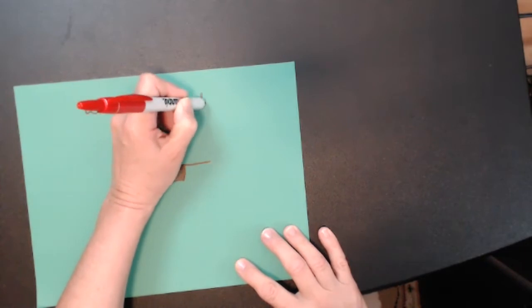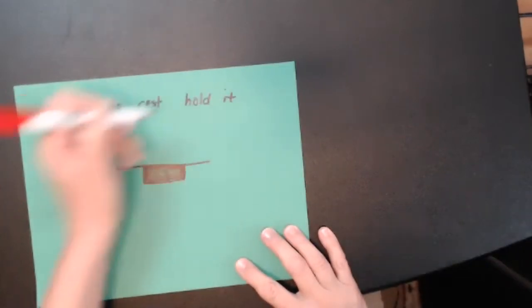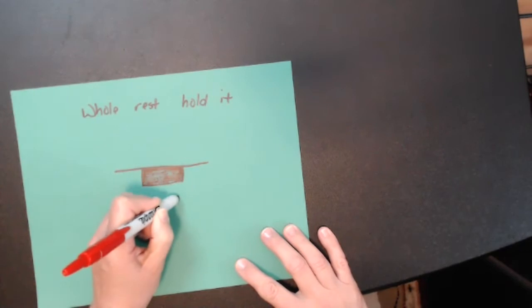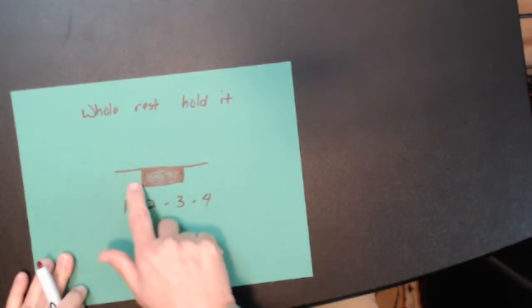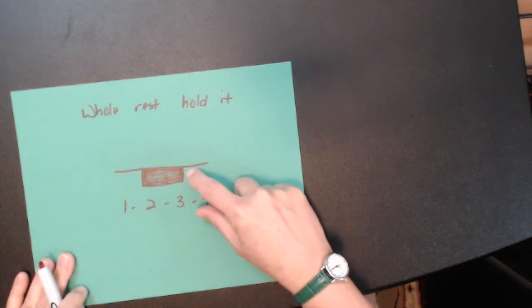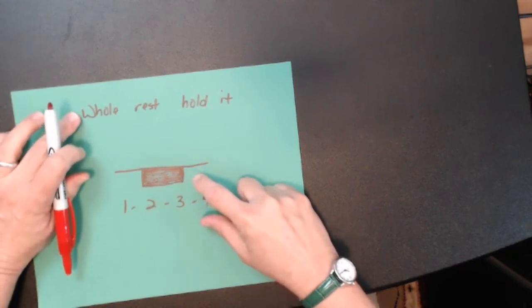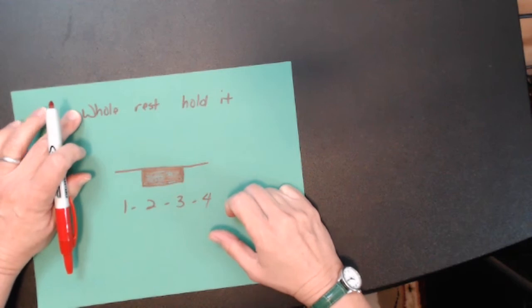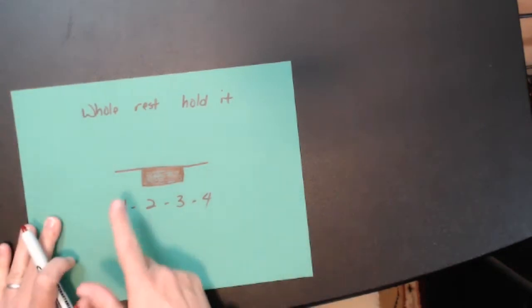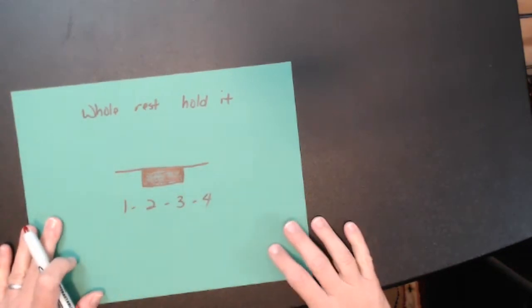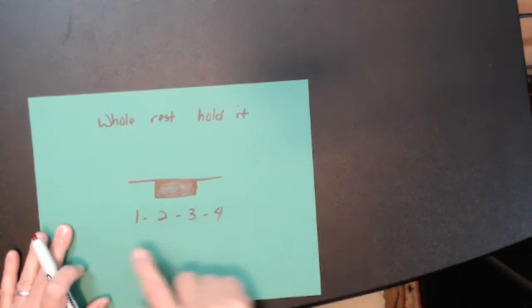And you could say whole rest, hold it. 1, 2, 3, 4. And it looks like someone dug a hole in the ground. I know this word spelled whole is different than the word H-O-L-E, hole, but they sound the same. So that helps me remember what this rest is supposed to be. It's supposed to be 4 beats of silence.